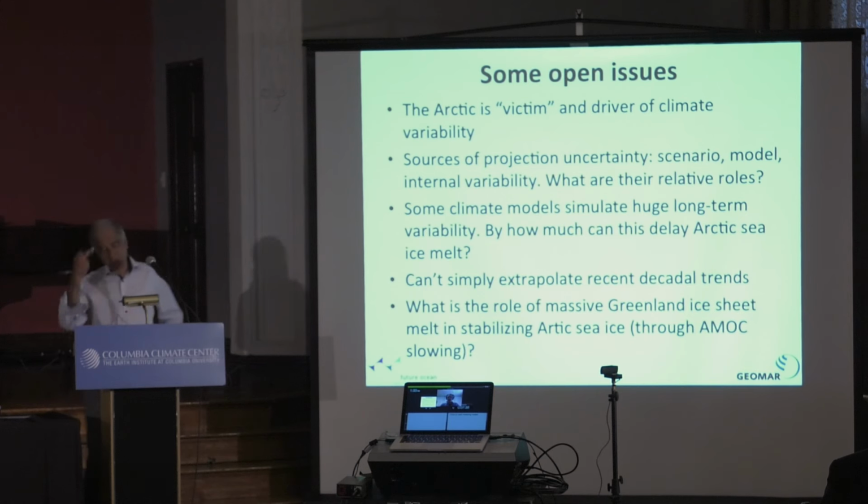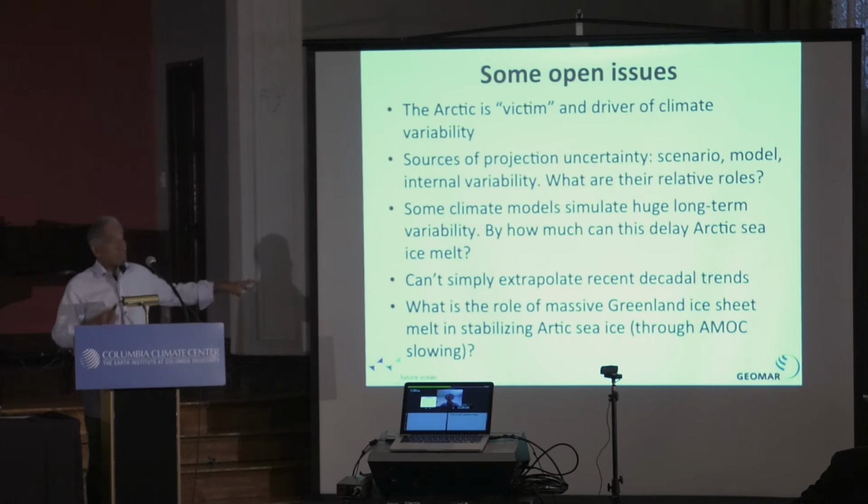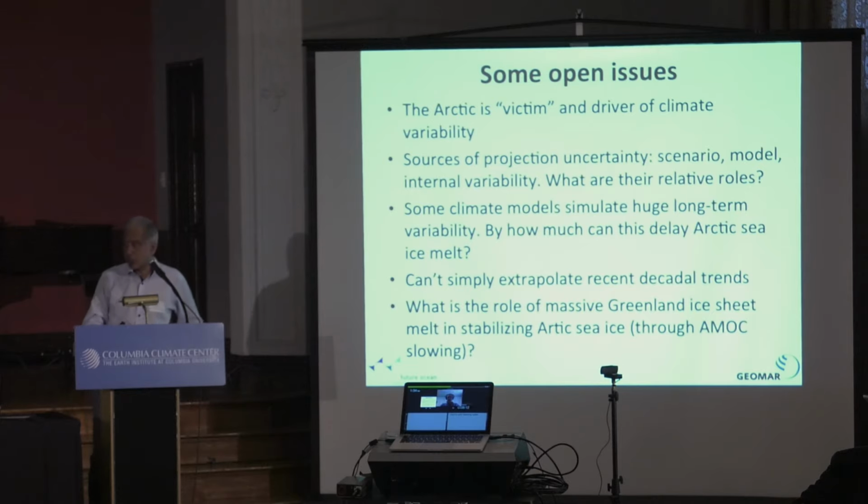And the last point, which I didn't talk about, but the overturning circulation may considerably weaken in response to Greenland ice melt, and this may actually stabilize Arctic sea ice for some time. I think it's clear that it will eventually go away if we don't act, but I think all the CMIP runs that we have seen don't really consider this effect through land ice melt. Thank you for your attention.